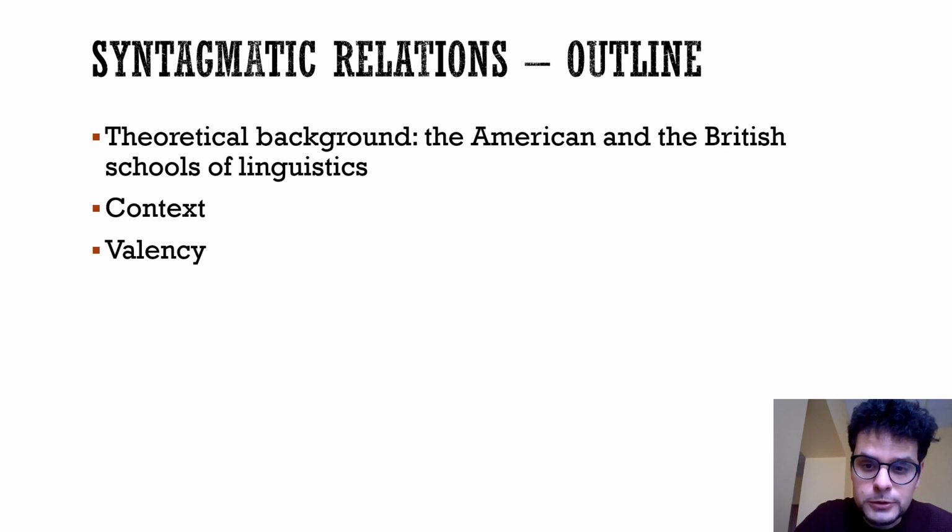Then we'll be moving on to the notion of valency, which some of you might remember has to do with how many elements or arguments a verb can take or attract. Of course that's really relevant because it has to do again with the syntagmatic axis, the elements really gravitating around the central node that a verb is.